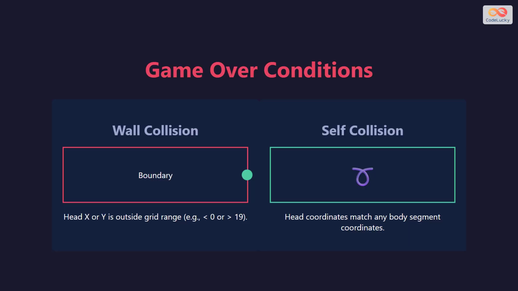Finally, we need to know when the game ends. There are 2 main conditions. First, wall collision, if the head's coordinates go outside the grid boundaries. Second, self-collision, if the head's new position matches any coordinate already existing in the snake's body. If either of these happen, it is game over.